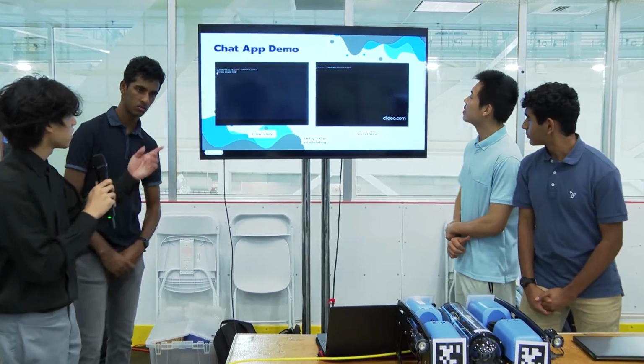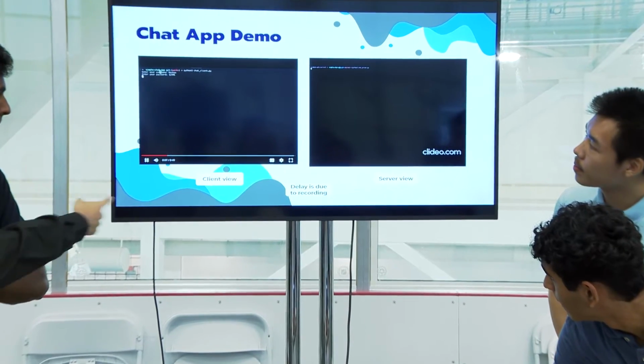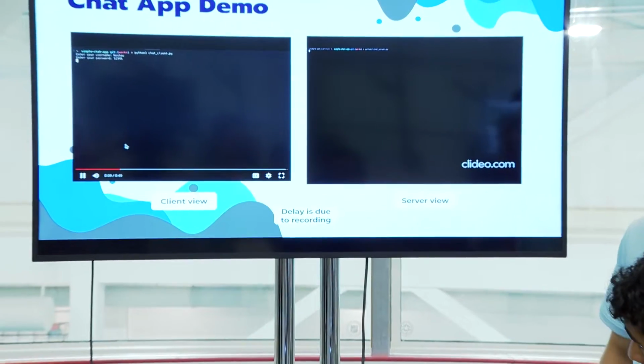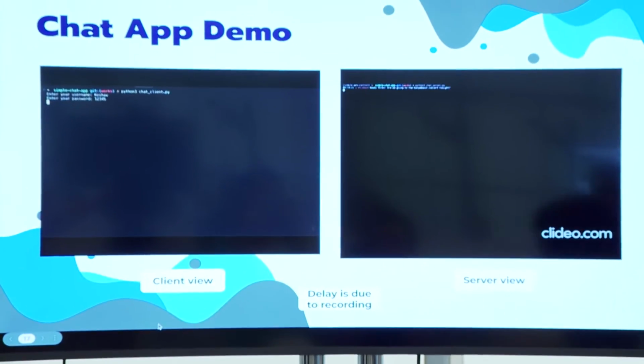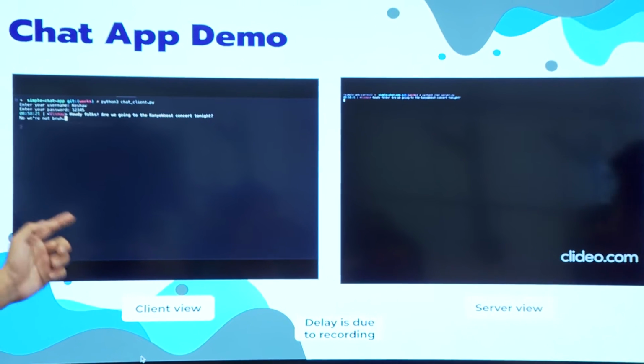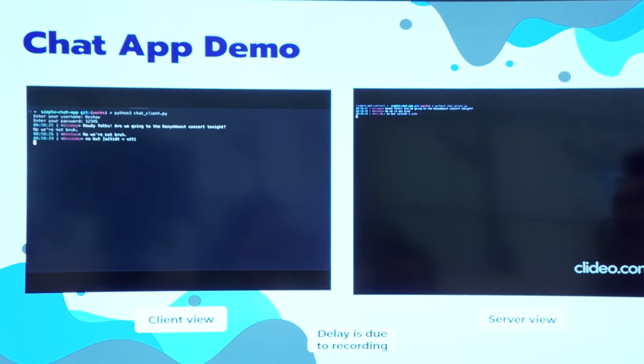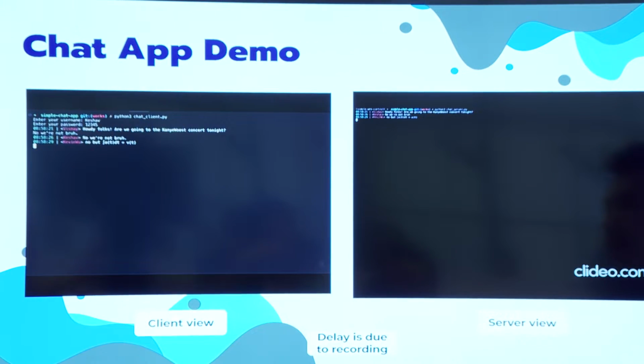Oh, and this is a demo. The video is really long, so we might want to skip through it, but basically what we're doing here is this is the client view. The client is entering a username and a password. And as you can see here, Visme is sending a message and has sent it to the client and also sent it to the server. And then Keshav is typing his messages and stuff.